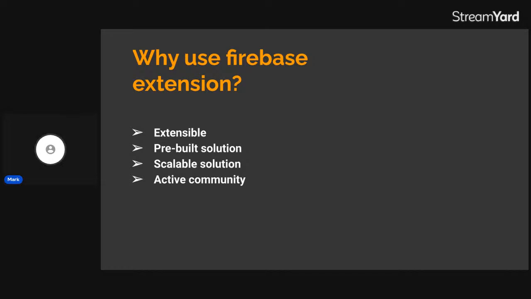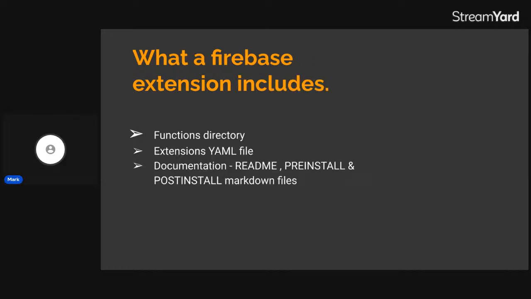So the next slide is what does a Firebase extension include? Firebase extensions are made of three main components: the functions directory, the metadata file, which is the extension.yaml file, and the documentation. But most importantly is the functions directory.